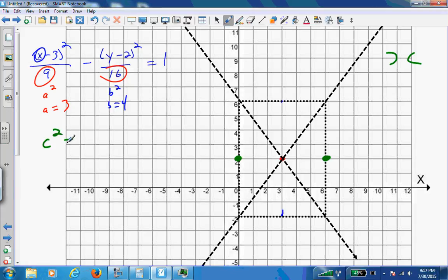C squared is a squared plus b squared for a hyperbola. Remember, for an ellipse, it was a squared minus b squared. So in this case, c squared is 9 plus 16, or c is the square root of 25, which is 5. C is the distance from the center to the foci, just like C was the distance from the center to the foci on an ellipse. So if you go from the center to the right 5 units, we get one focus. From the center to the left 5 units, we get the other focus.